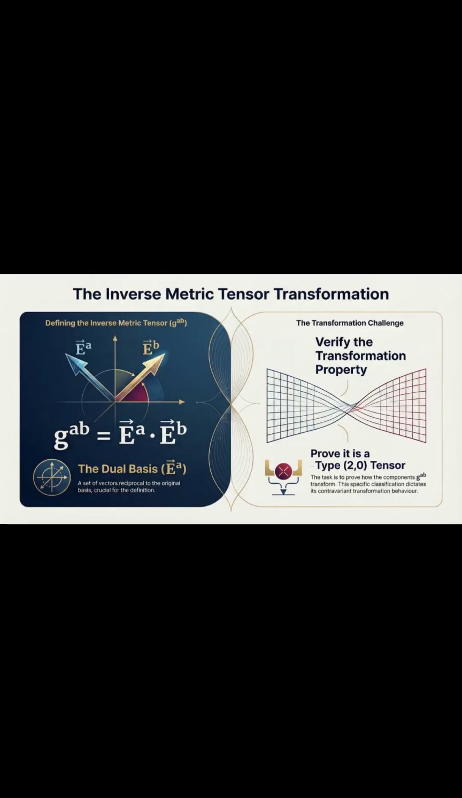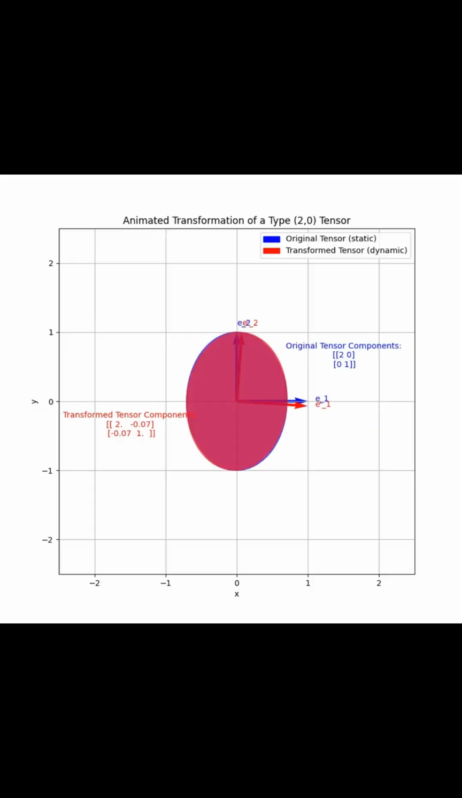Tensors prove that the physical reality remains constant. It's only our mathematical perspective that shifts.